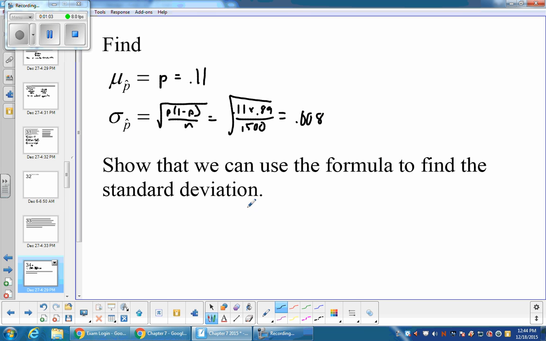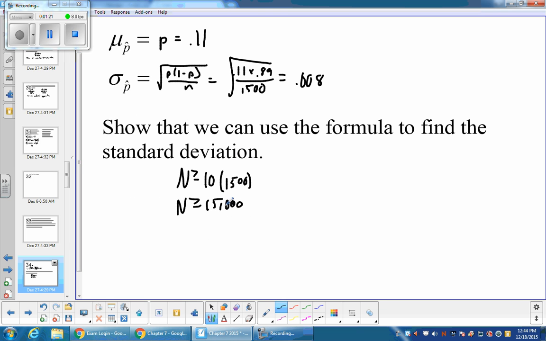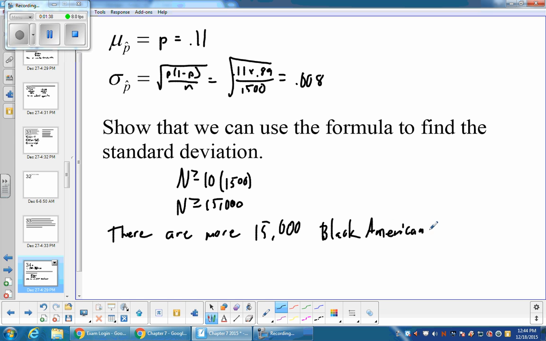Now in order to use the formula for standard deviation, capital N, our population, has to be 10 times as big as our sample. It just so happens that we used the same numbers in both of them. I probably shouldn't do that, but oh well. So we can use the standard deviation as long as there are more than 15,000 black people in America. And there are more than 15,000 black Americans, so we can use the standard deviation.